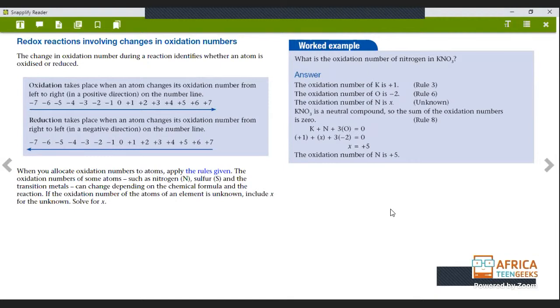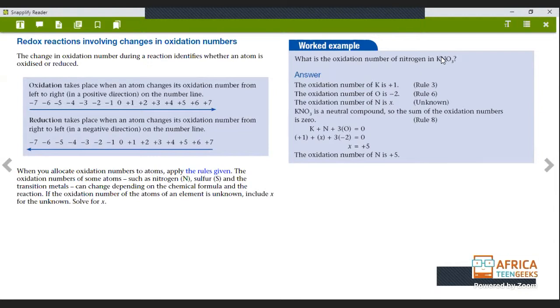Remember the problem that we just did? We called our unknown element X. For example, here, obviously N is not part of the rules. It's not given. It's unknown. But with K, we know it's +1 because it's stated in the rules. And with O, we know that it's -2 because it's not a peroxide. And now we're looking for X.